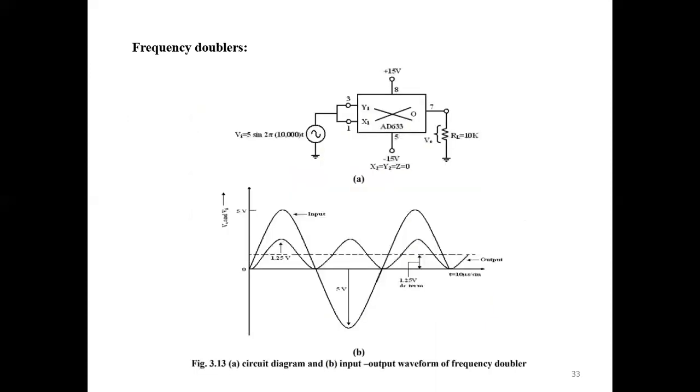That is the monolithic IC for the multiplier and its applications. It is mainly used in the phase angle detector, frequency doubler, multiplier, and square rooter. These are the applications of the multiplier IC.